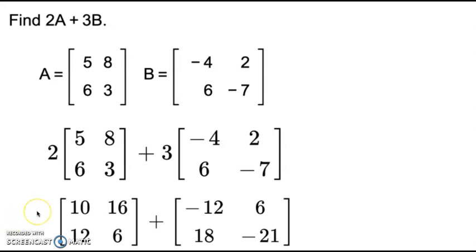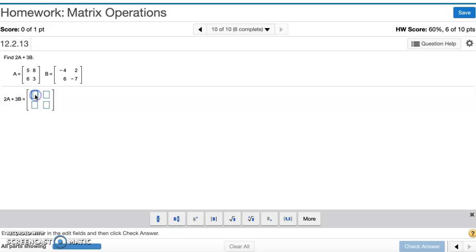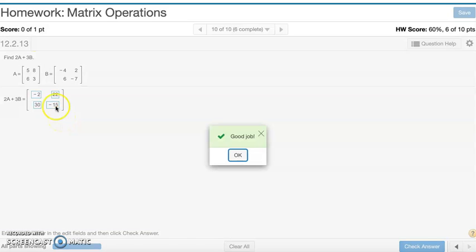Go from position to position. So 10 plus negative 12, 16 plus 6, 12 plus 18, and 6 plus negative 21, which gives you negative 2, 22, 30, and negative 15. So let's type that in. So typing in, I have negative 2, 22, 30, and negative 15. And that's number 10.